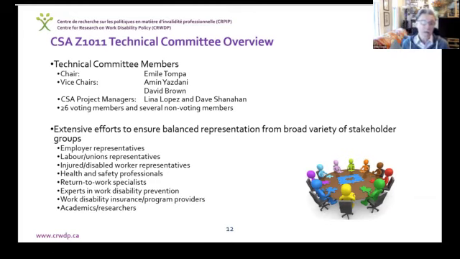And on that technical committee, there was extensive efforts to ensure there was a balanced representation from a broad variety of stakeholder groups. And I have them listed here. There were a number of employer representatives, some labor and union representatives, injured and disabled worker representatives, health and safety professionals. We also had return to work specialists, some experts in work disability prevention, work disability insurance program providers, and people like myself, academics and researchers who represented the knowledge base that we drew on for developing the standard.